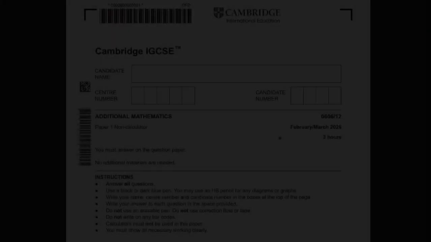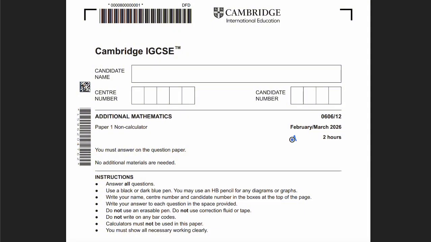What is going on, everybody? Today we're going to do the February-March 2026 paper of AdMaths. This is gonna be paper 1, so this is a non-calculator paper. So let's get right into it.